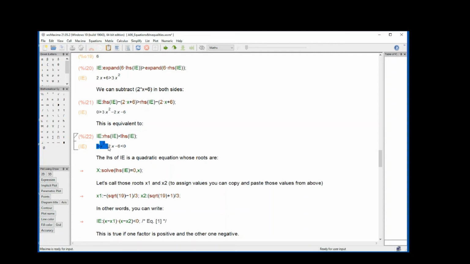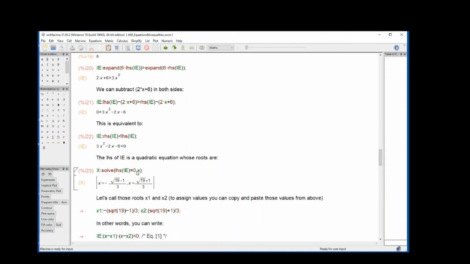So the left hand side is a quadratic equation, and I can use solve. I'm going to put the result in a big X, and I found that my values of x are the square root of 19 plus 1 over 3, or, actually, no, minus square root of 19 plus 1 over 3. So it's not exactly the negative of the other value, it's just the result of the quadratic equation, but these are the roots. I'm going to call x1 the first one, and x2 the second one. x1 right here, x2 right here.